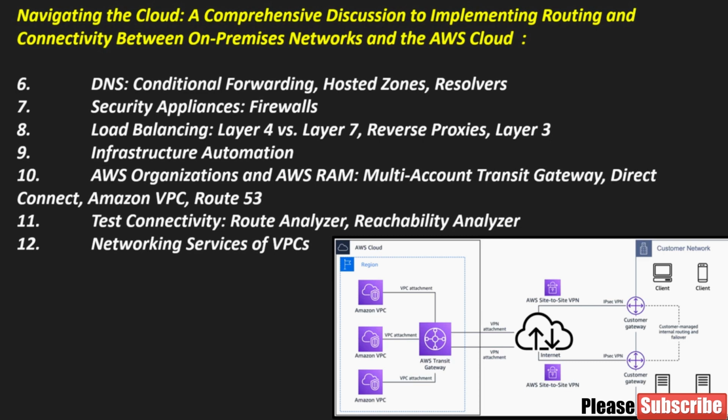So in conclusion, we can say successful bridging of on-premises networks with the AWS cloud demands a holistic understanding of routing, connectivity, and the various AWS services available. By mastering the intricacies of routing protocols, VPNs, hardware choices, and other critical elements, businesses can ensure a smooth and secure transition to the cloud, unlocking the full potential of AWS services for their operations too.